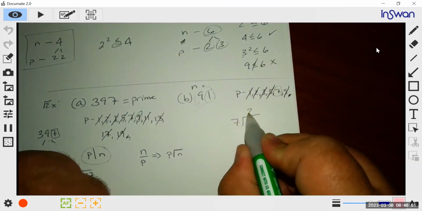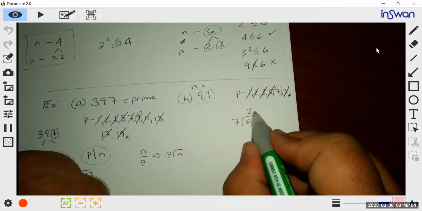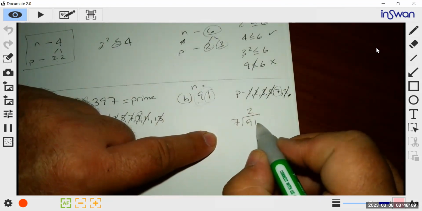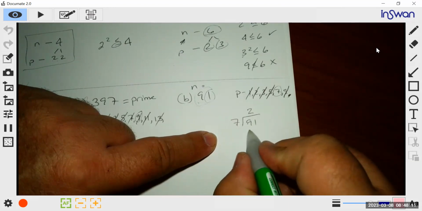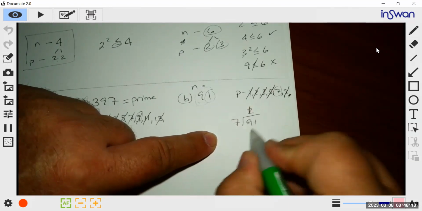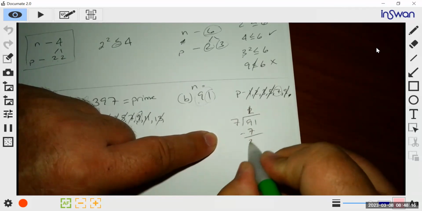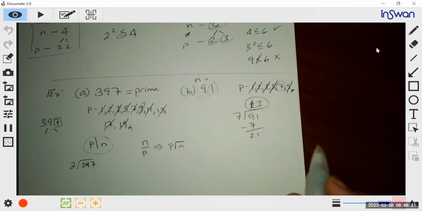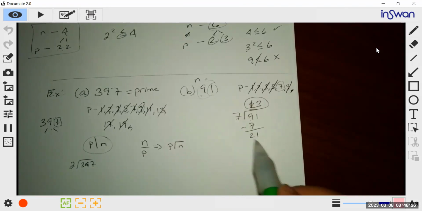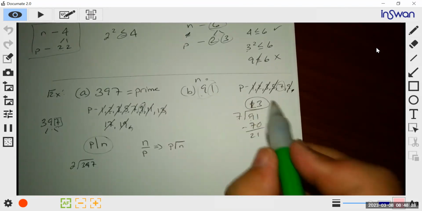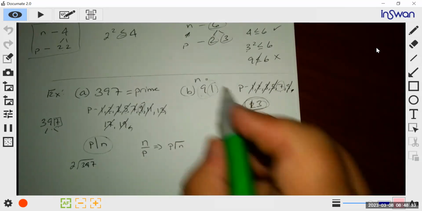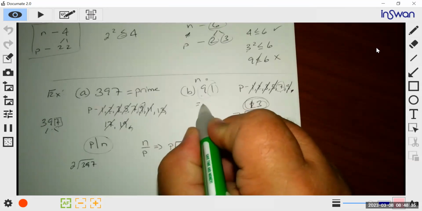7 goes into 9 twice. No, it goes in once, I'm sorry, once, so it's 7, and then that gives you 13. So 7 times 13 equals 91. So 91 is not a prime, it's a composite.